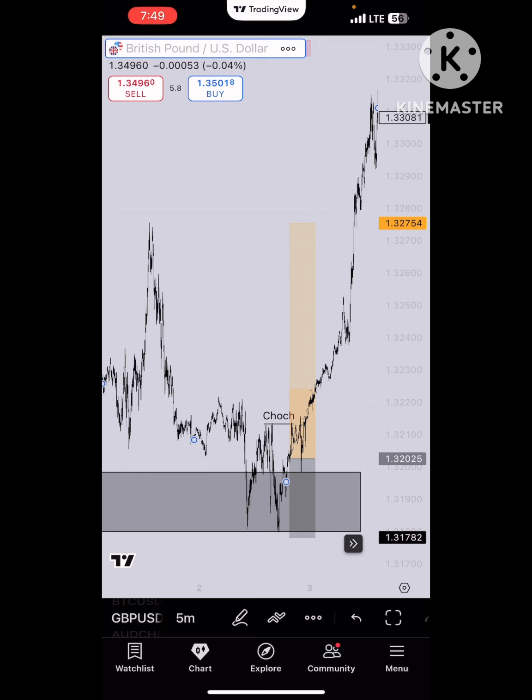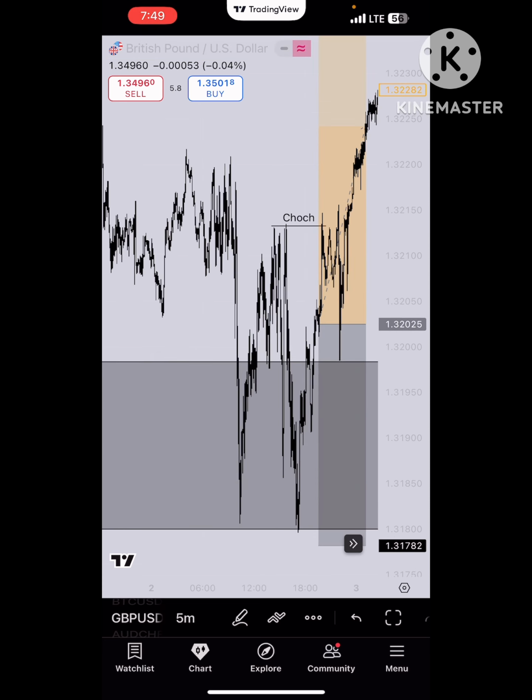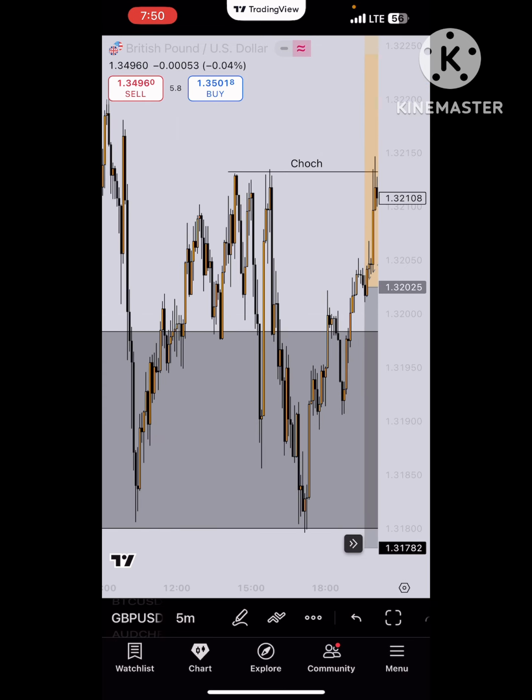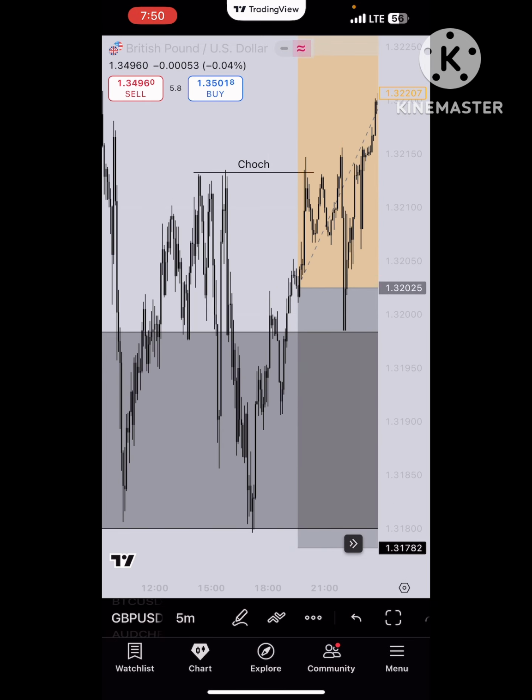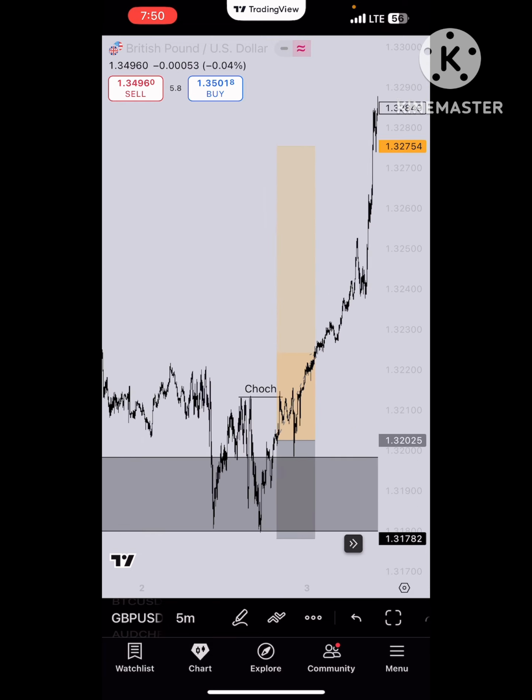So there are two entry types you can use to enter your trade, but I recommend the second entry for you guys because it's better, because it gives you the right confirmation. It shows you that the market's about to reverse at this particular point. So this is very smooth and easy, guys.